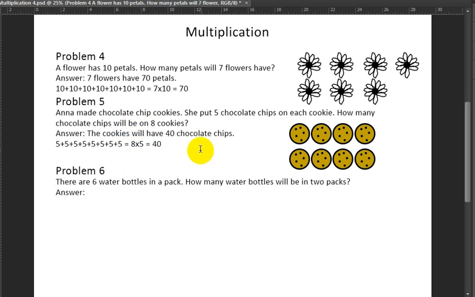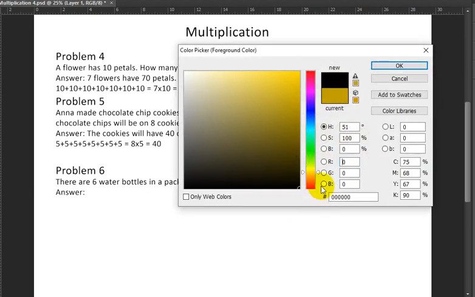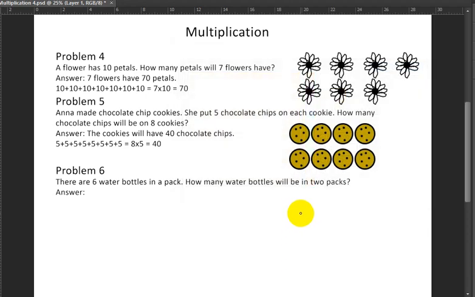Let's move this up a little bit. Next up, we have problem number 6. There are 6 water bottles in a pack. How many water bottles will be in 2 packs? All right. Well, let's see if we can draw this as well. And if you don't need to draw it, if you can just find the multiplication right away, that's perfectly fine. I'm doing this in case it helps someone.